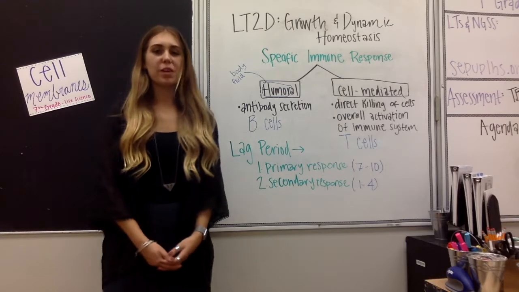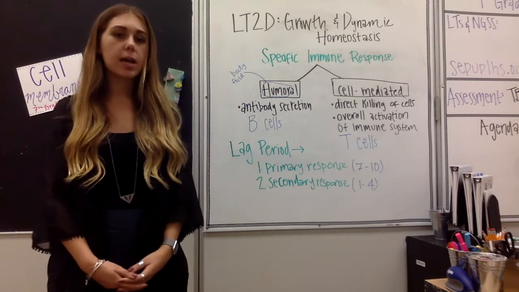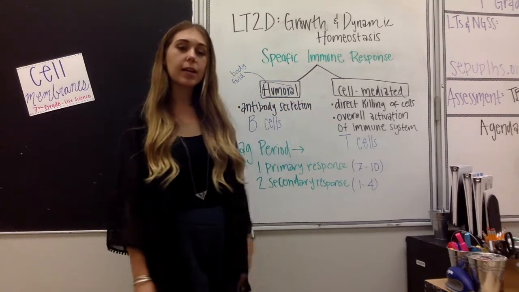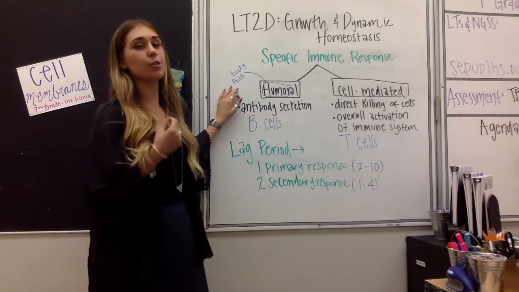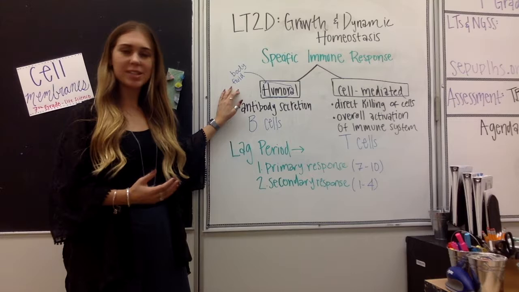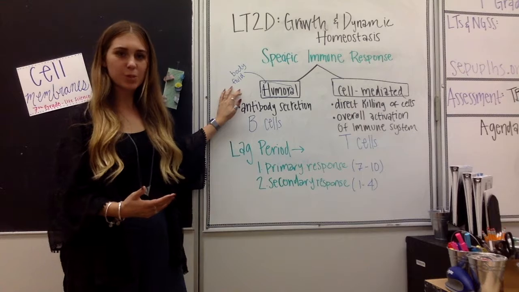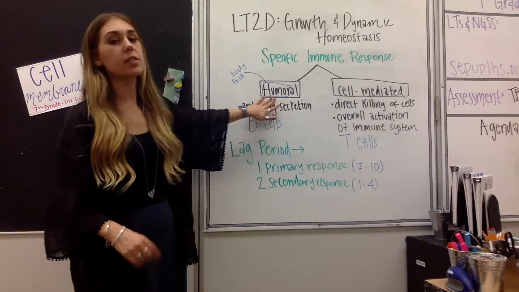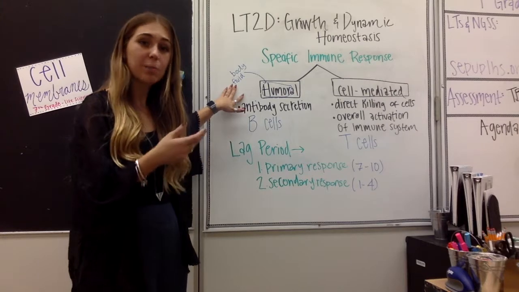Looking at the specific immune response, we have that response broken down into two separate categories. The first one is our humoral response, and the second is our cell-mediated response. Now, as always, I am going to reiterate the importance of understanding the roots of all of these words we're learning about. And if you don't know them, look them up. It takes 2 seconds, and it tells you a lot about what's actually happening in these responses and in these processes in general.